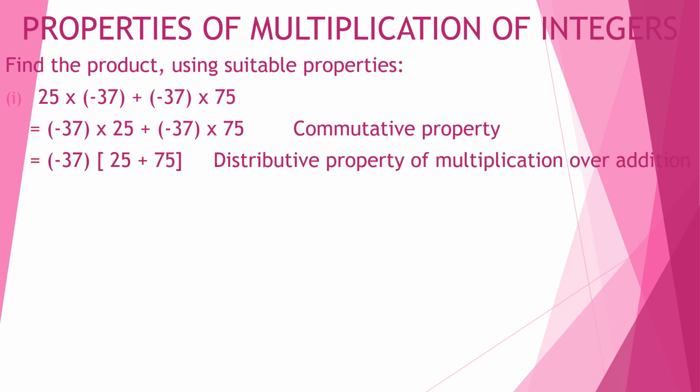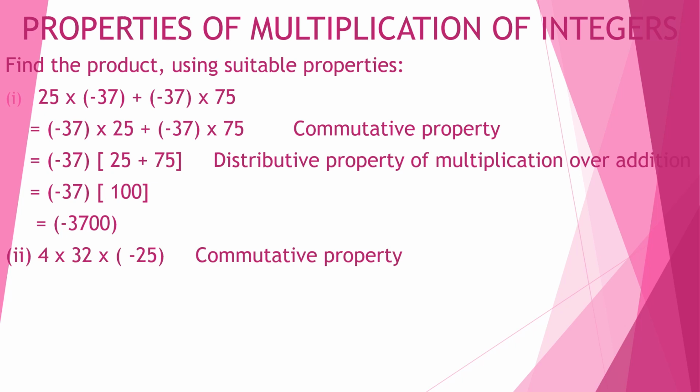Now minus 37 I take common from both and I have within parentheses 25 plus 75. So I have got this in the form of distributive property of multiplication over addition. Now minus 37 into 100 because 25 plus 75 is 100. So this gives me minus 3700.